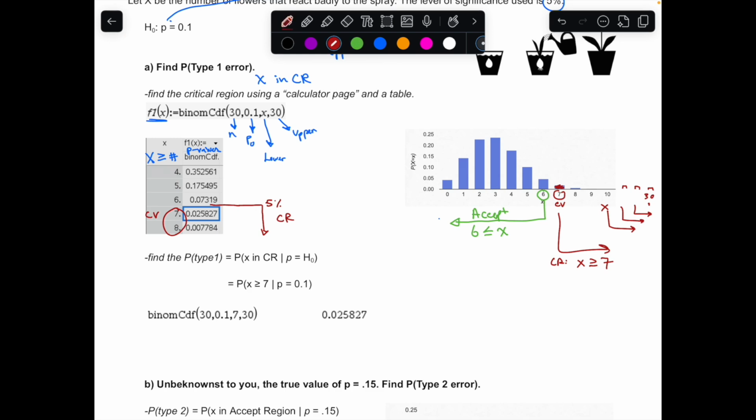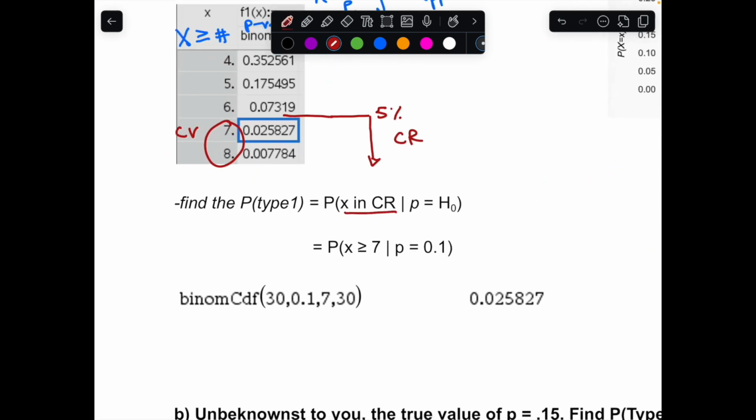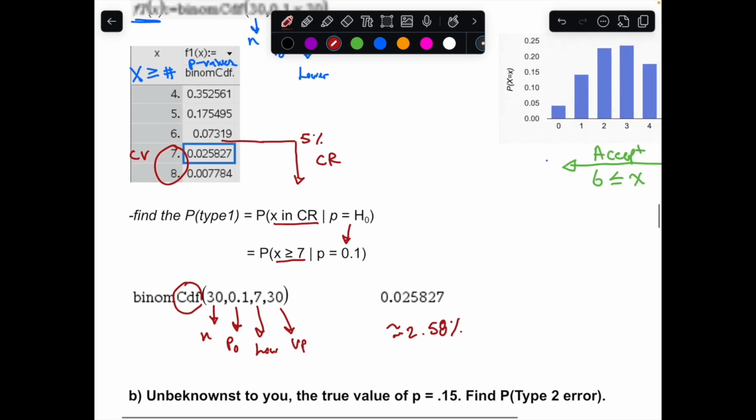Now that you know your critical region, we're going to calculate the probability that X fell in that critical region under the assumption or the condition that the null hypothesis is true. That's just a binomial CDF with your sample size n, your null proportion of success, your lower bound is 7, and your upper bound is n. That comes out to about 2.58%.